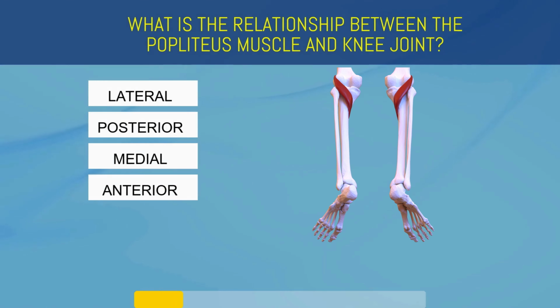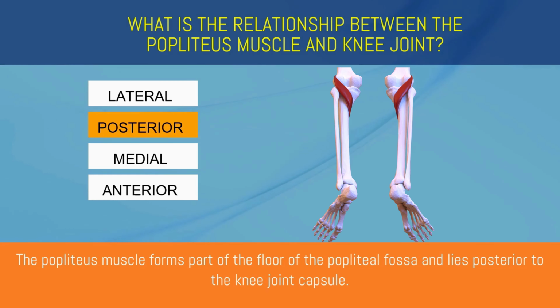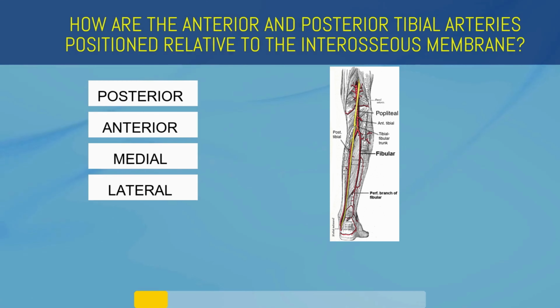What is the relationship between the popliteus muscle and knee joint? Lateral, posterior, medial, or anterior? Posterior. The popliteus muscle forms part of the floor of the popliteal fossa and lies posterior to the knee joint capsule. How are the anterior and posterior tibial arteries positioned relative to the interosseous membrane?